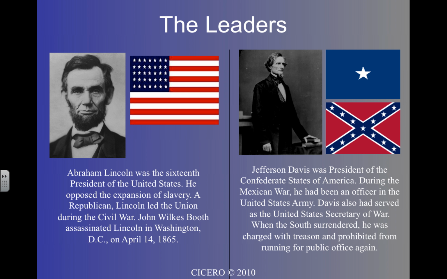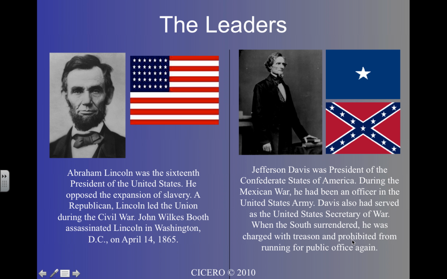And then on the southern side, you had a man by the name of Jefferson Davis, which you learn through your cards. Jefferson Davis was the president of the Confederate States. Like it says, he was an officer during the Mexican-American War, and he had served as the United States Secretary of War. And it shows here when the South surrendered, he was charged with treason and prohibited from running for office again.